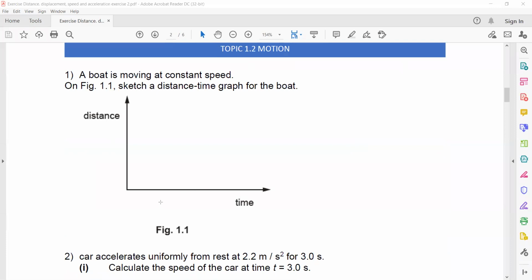Whenever a boat or object is moving with a constant speed, the distance time graph will be a straight line passing through the origin. It shows that it is a constant speed, or constant gradient.